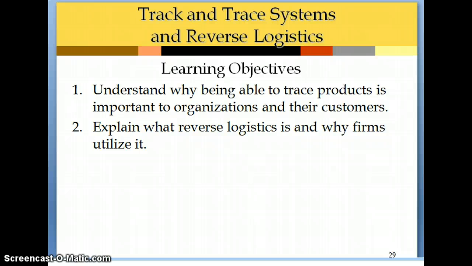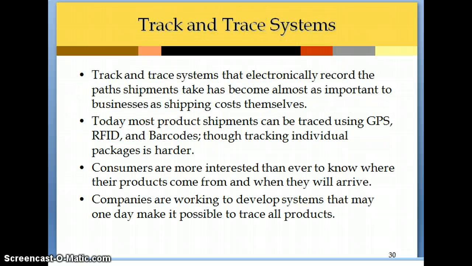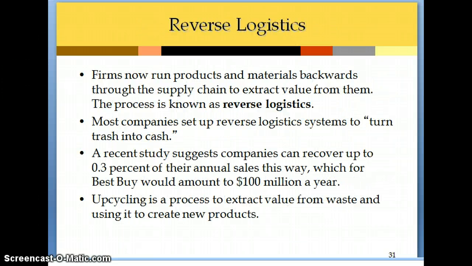Next, we're going to examine track and trace systems and reverse logistics. Track and trace systems that electronically record the paths of shipments have become almost as important to businesses as shipping costs themselves. Today, most product shipments can be traced using GPS, RFID, and barcodes, though tracking individual packages is harder. Consumers are more interested than ever to know where their products come from and when they'll arrive. Companies are working to develop systems that may one day make it possible to trace all products.